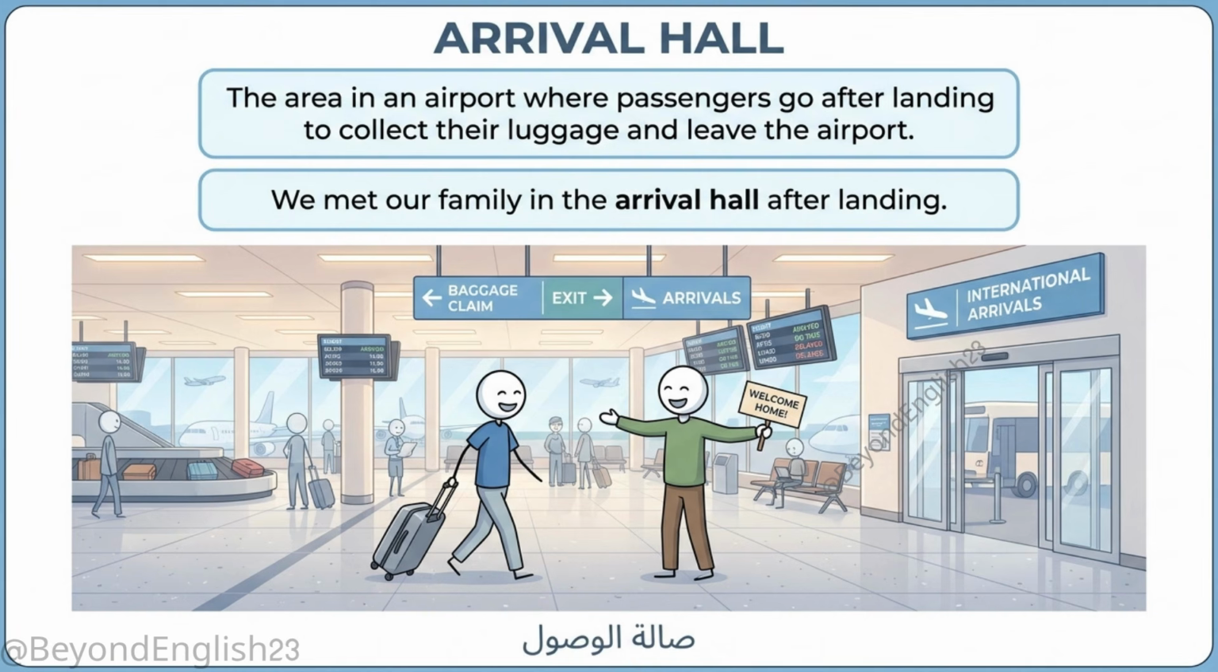5. Arrival hall. The arrival hall is the area of an airport where passengers go after landing. It usually includes baggage claim, customs, and transportation services. Example, my family was waiting for me in the arrival hall.